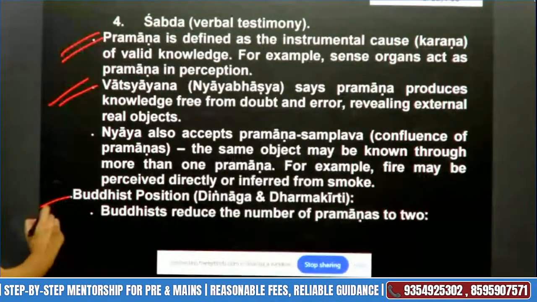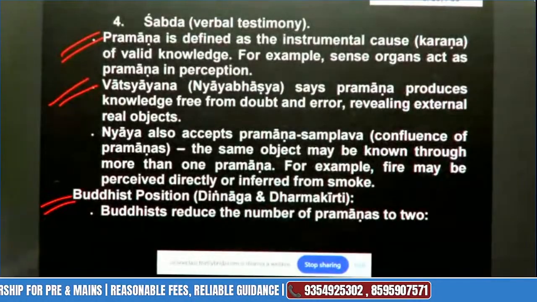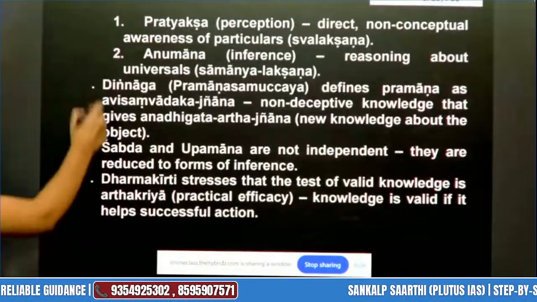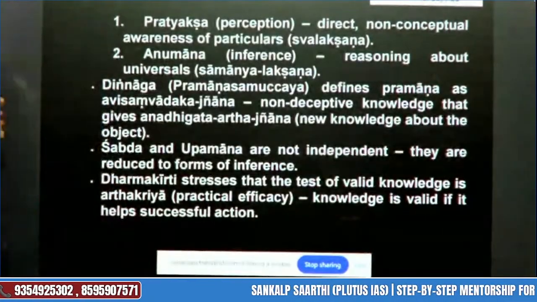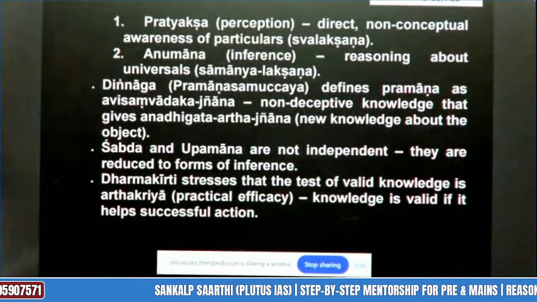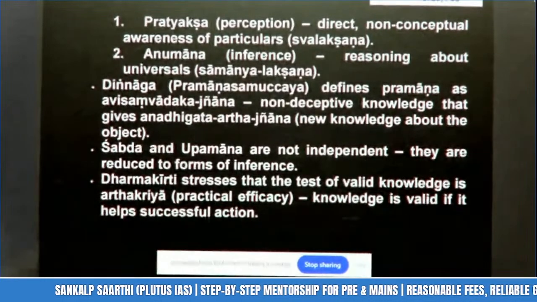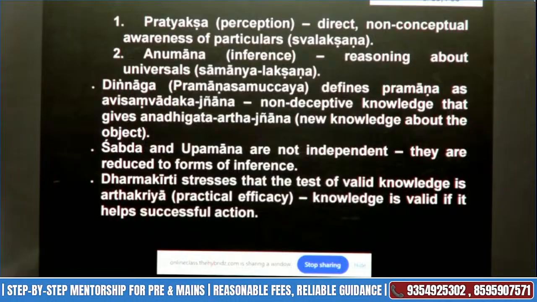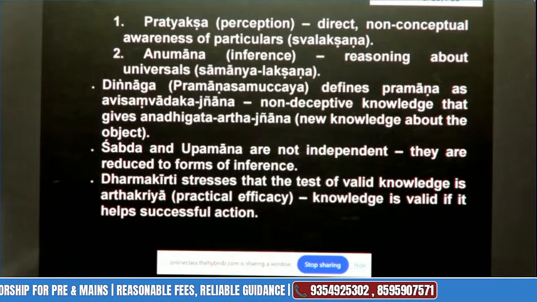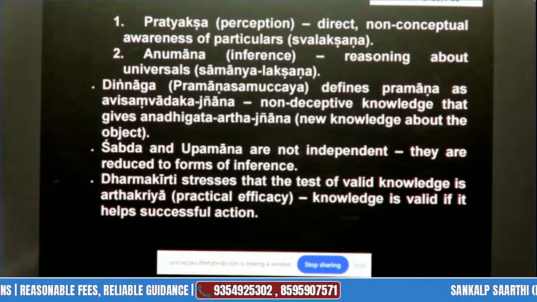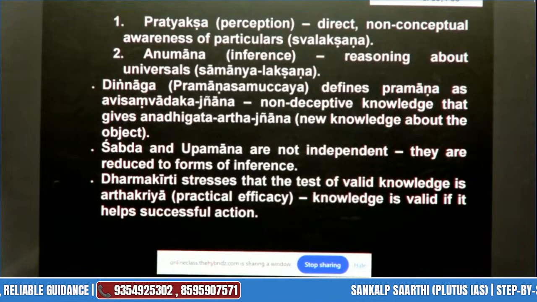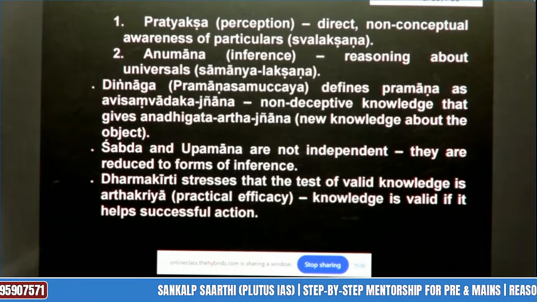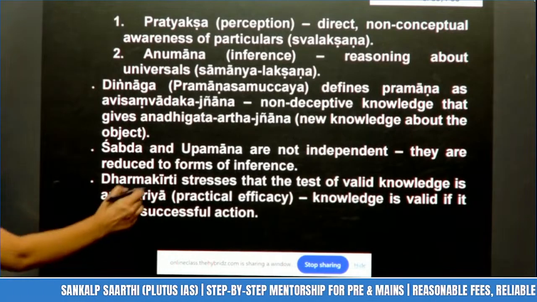Then Buddhist positions, Vinaya and Dharmakirti. Buddhists reduce the number of Pramanas to two, which are Pratyaksha and Anumana. He accepts only two, which are perception and inference, right? Then Dignaga, in Pramana Samuccaya, defines Pramana as avisamvadaka jnana, non-deceptive knowledge that gives anadhigata artha jnana. Shabda and Upamana are not independent, they are reduced to forms of inference. Dharmakirti stresses the test of valid knowledge is arthakriya.